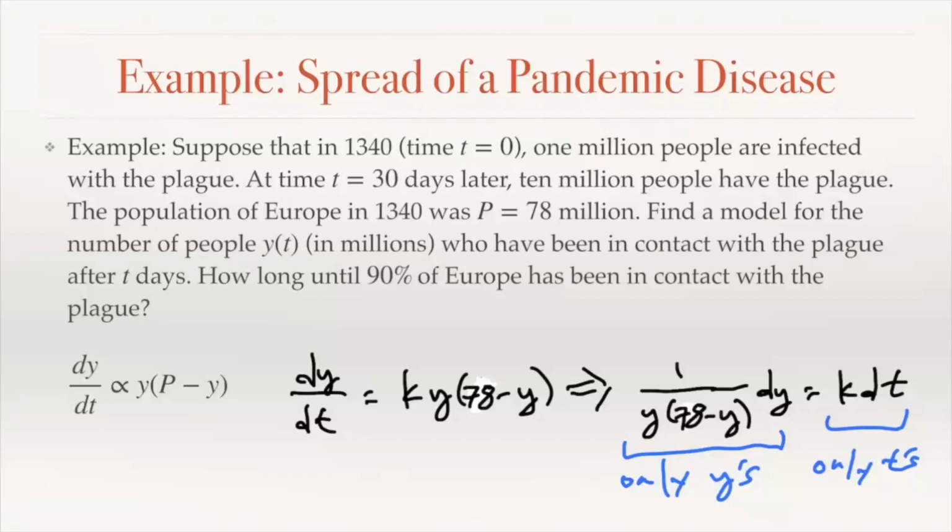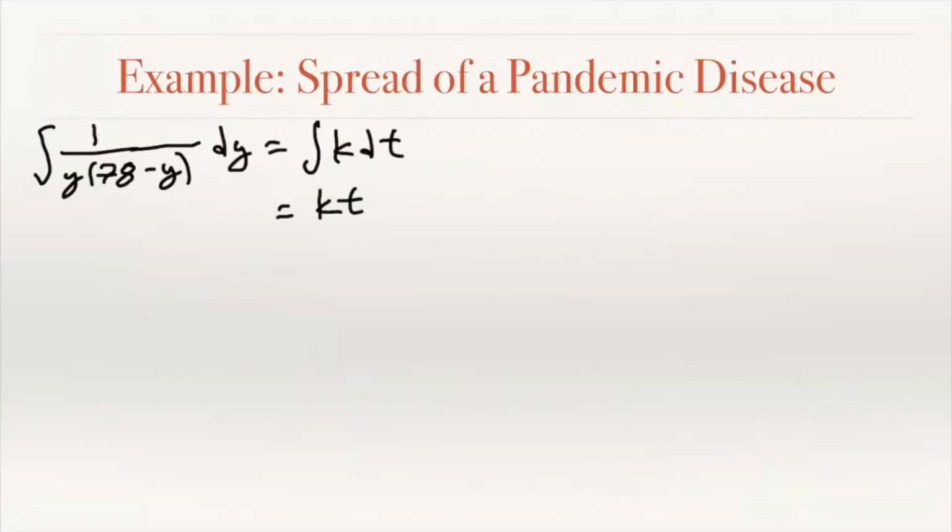So now we integrate both sides. Integral of a constant is just that constant times t. Don't forget the plus c. And the left-hand side, that is more challenging to integrate. This is an integration by parts problem.